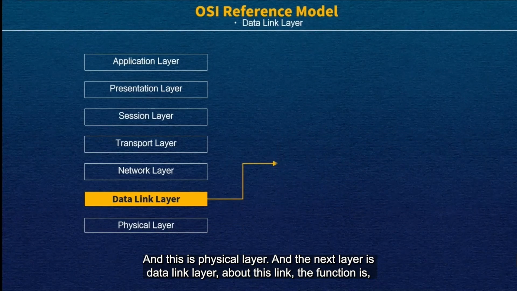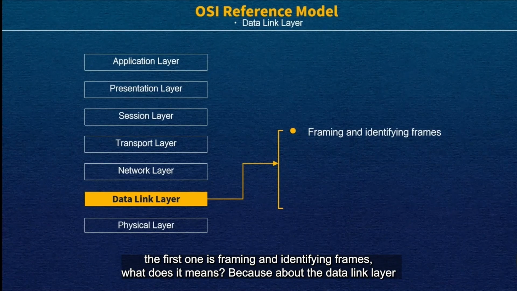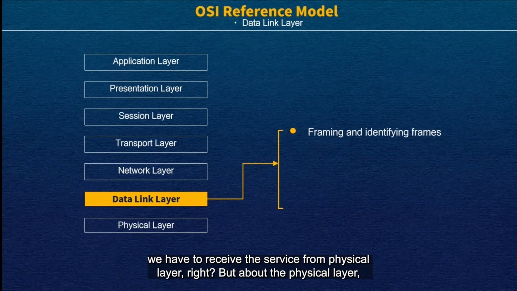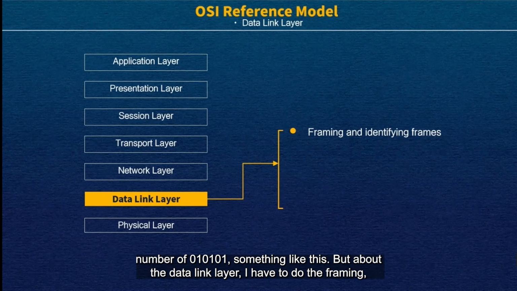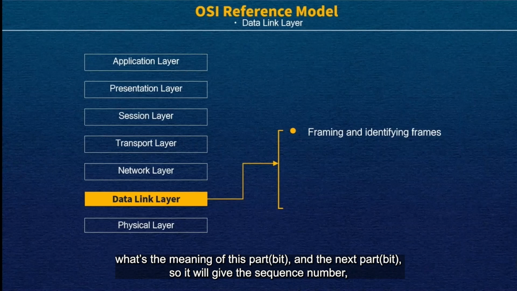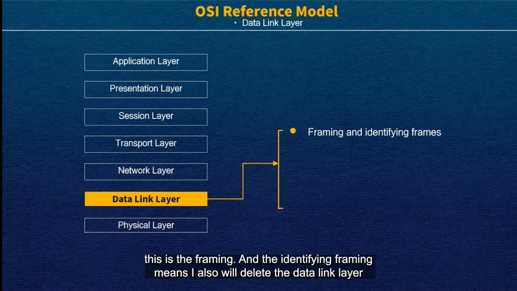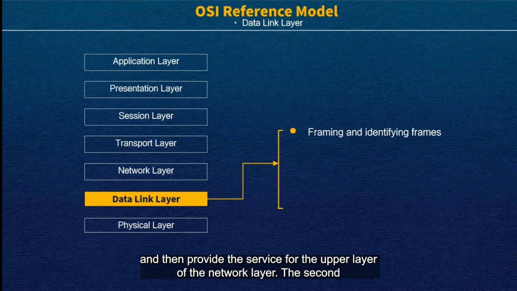And the next layer is the data link layer. About this layer, the first function is framing and identifying frames. What does that mean? Because the data link layer has to receive the service from the physical layer, right? But the physical layer only transfers the bits. That means you only see the numbers 0, 1, 0, 1, 0, 1, something like this. But in the data link layer, I have to do the framing, for example, to keep the sequence, from the first bit to the 8th bit, what the meaning of this part is, and the next part. So I will give the sequence number. So this is framing. And identifying frames means I will also delete the data link header information. That means I will recognize the MAC address information and then delete this one and then provide the data for the upper layer of the data link, the network layer.